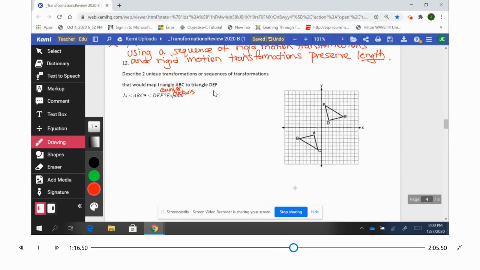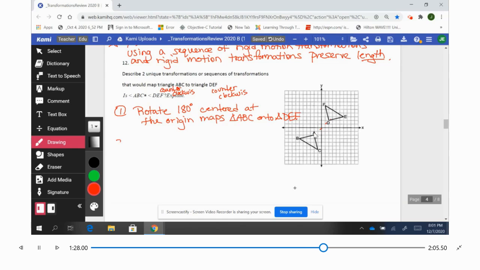Okay, so for number 12, again, I'm checking orientation. It is, sorry about misspelling, I forgot an E on those. Orientation is preserved, so I won't need any kind of line reflection. Or what I chose to do in the second sequence is I had 2 line reflections. So rotate 180, okay, that will center at the origin. We'll map A to D, C to F, and B to E.